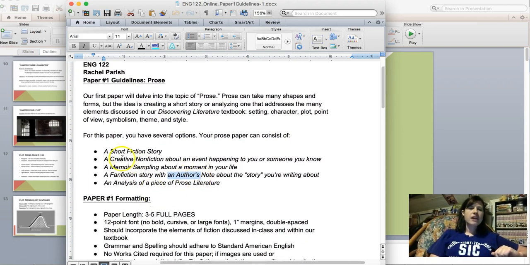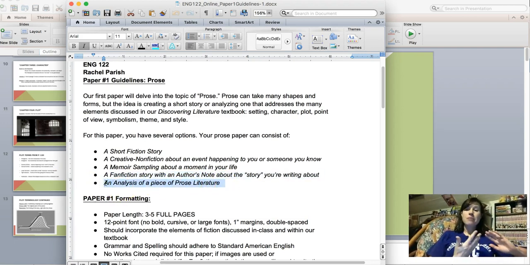And then if none of these creative writing options look enticing to you, or if you're like, no, I don't want to write creative writing, that is okay, because we do have this option, which is just to do an analysis of a piece of prose. So basically you can pick a story from our textbook, or you can pick your own book that you have at home, and you can write an analysis of it.